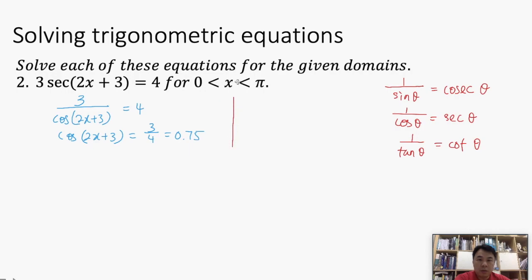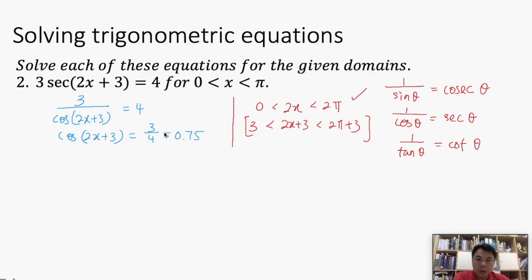Because the domain given is related to x, in this case we have 2x. If you multiply 2 here, it will be greater than 0, less than 2 pi. And then don't forget, if you add up with 3, that will be 2 pi plus 3 on this side, 3 on this side. So we need to refer to this in a while, and this one also right here. Okay, let's continue from here.